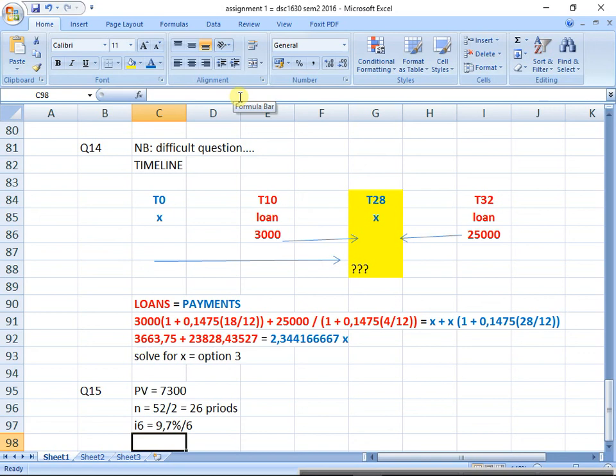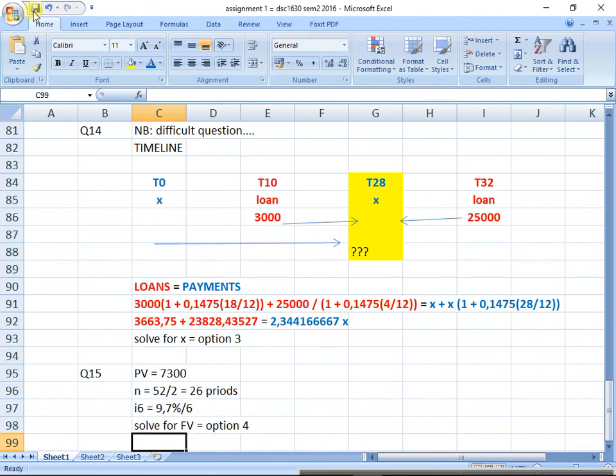Then present value was 7,300, and we're asked for the future value, option 4. Solve for FV, option 4. Okay, Anthony, happy? Yeah. Great.